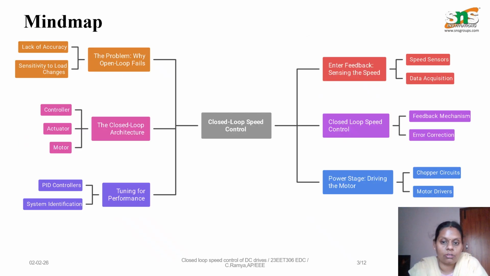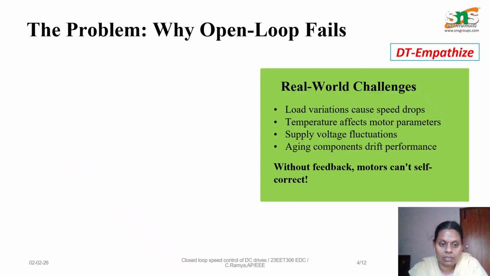Next we will go to the mind map. This slide connects the motor, controller, feedback, and power electronic devices. The closed loop control integrates all these blocks into a self-correcting system.